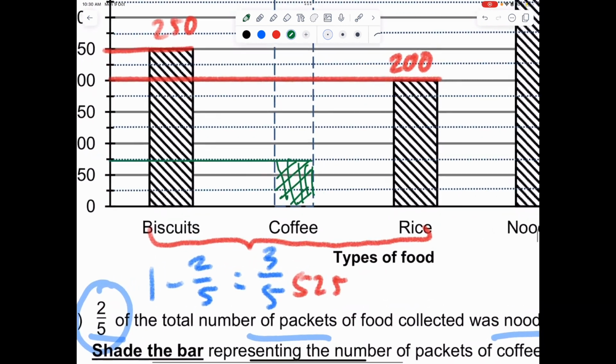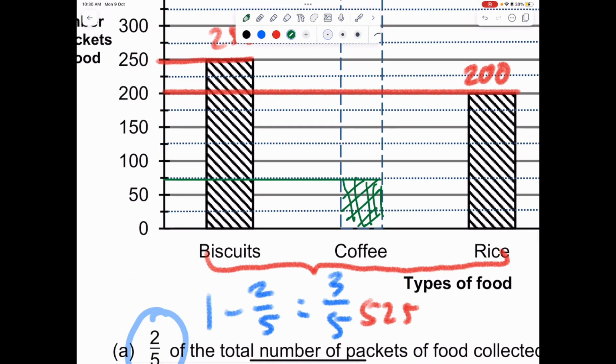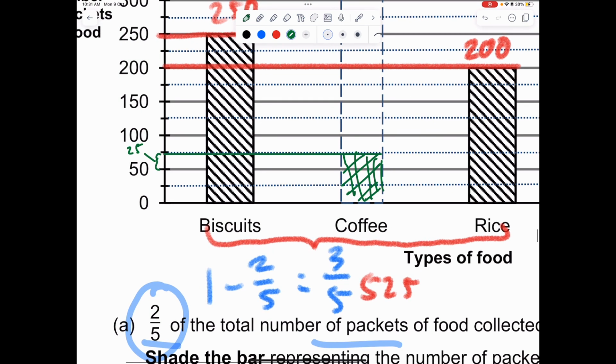Careful, some of you are very careless. So each division here is 25. Alright? Moving on.